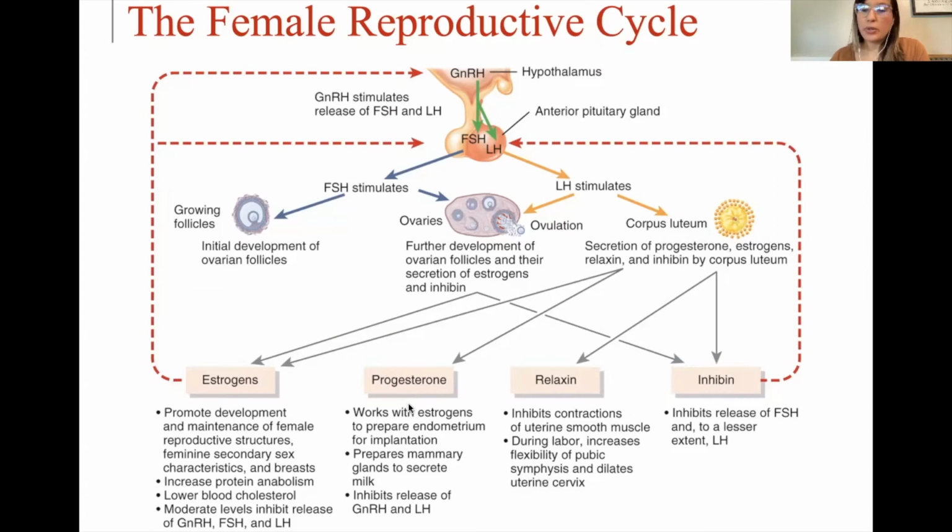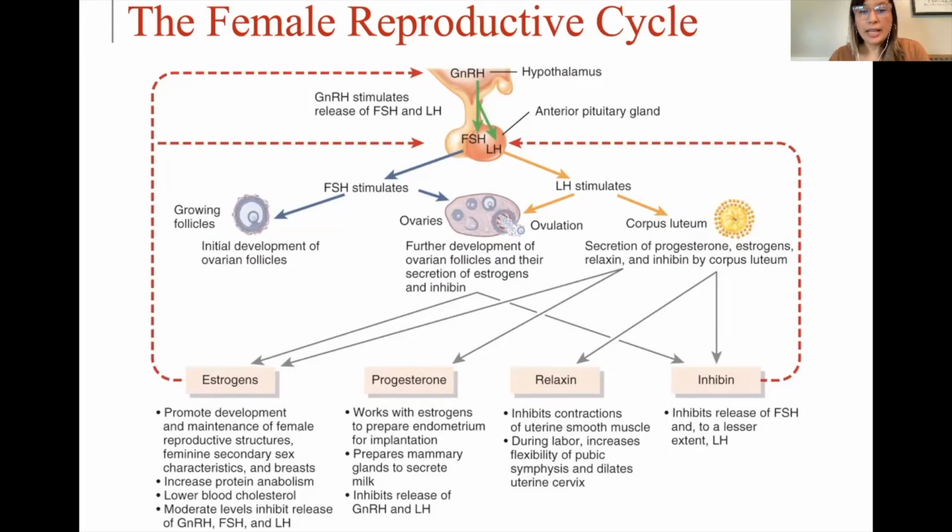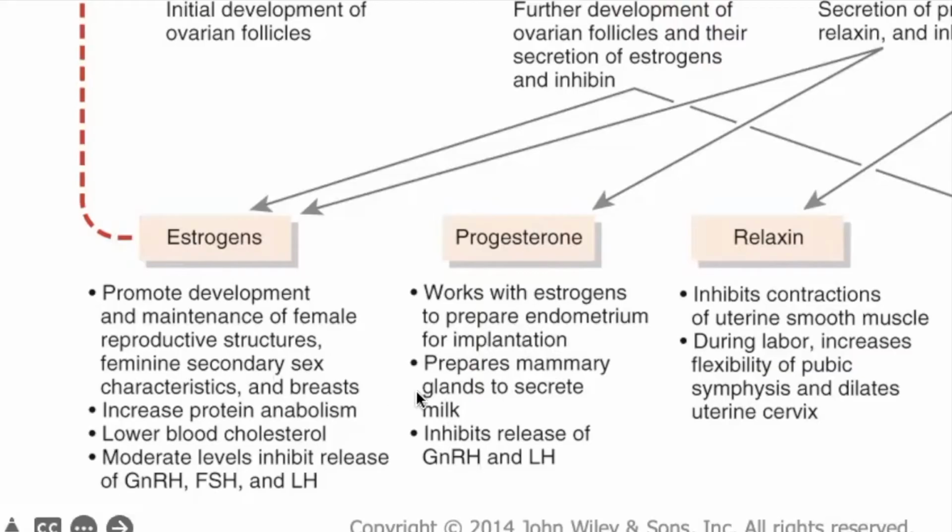In the case of progesterone and estrogen, these are the two most commonly known hormones produced by the female reproductive system. So progesterone works with estrogens to prepare the endometrium for implantation. Remember, the endometrium is the inner lining of the uterus. It also prepares the mammary glands to secrete milk, and it inhibits the release of GnRH. Remember, GnRH is the hormone that comes from the hypothalamus, and LH comes from the anterior pituitary.